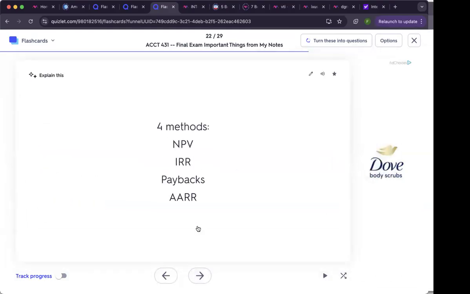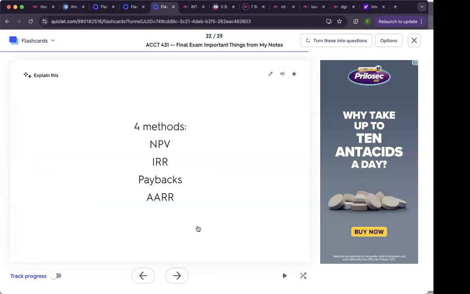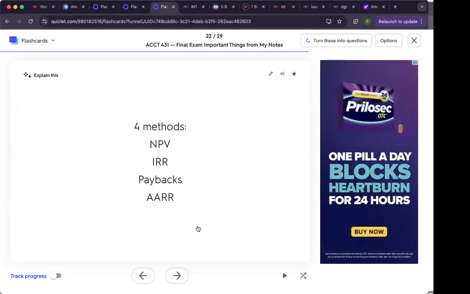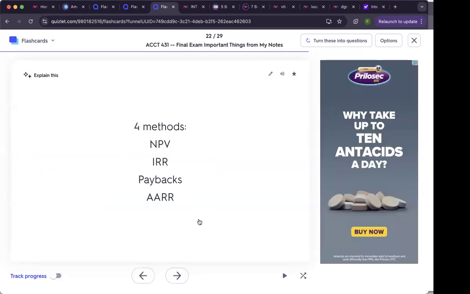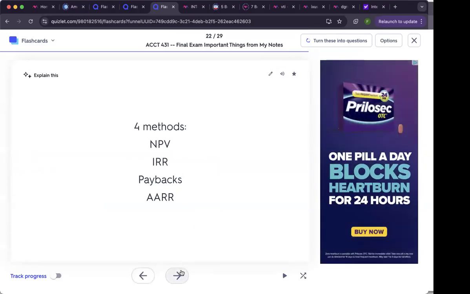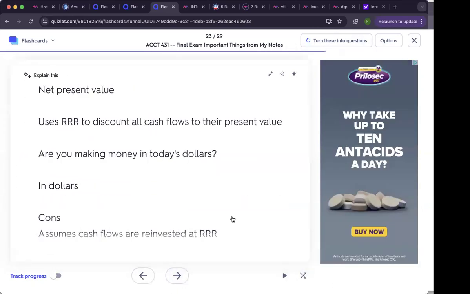Capital budgeting. There's four methods for that that I really like. He said we have to know them for the exam when he was lecturing: NPV, IRR, the payback methods, and ARR. And so, what are those? Well, NPV, that's the net present value.